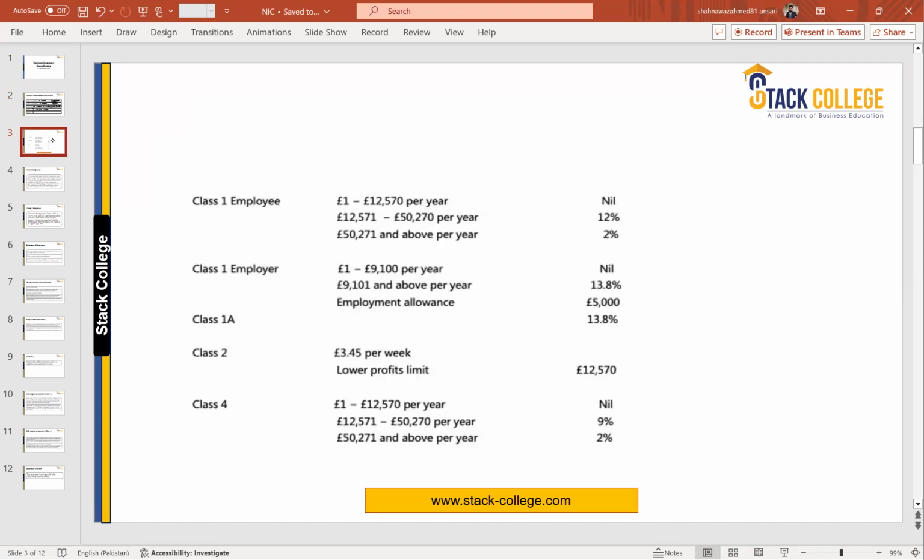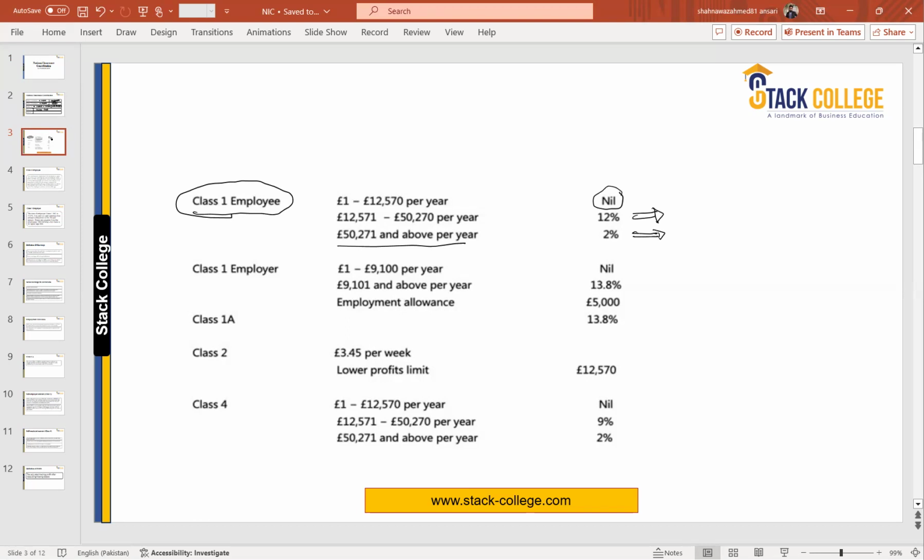Now, this type of data will be provided to you in the tax sheet. So all the rates will be given. You just need to apply those rates. First of all, we have class 1 employee, and the threshold given is that from £1 to 12570 of cash benefit, the NIC rate is nil. But if the cash benefit exceeds 12570 up till 50270, the rate is 12% for the employee, and above that the rate is only 2%.